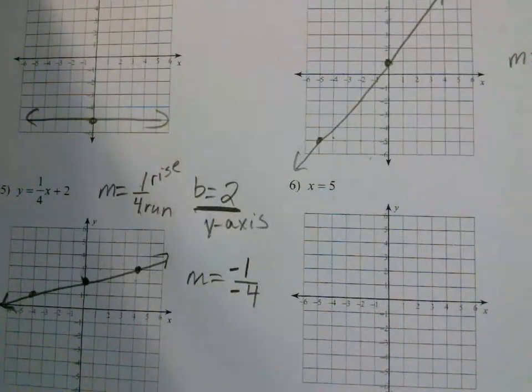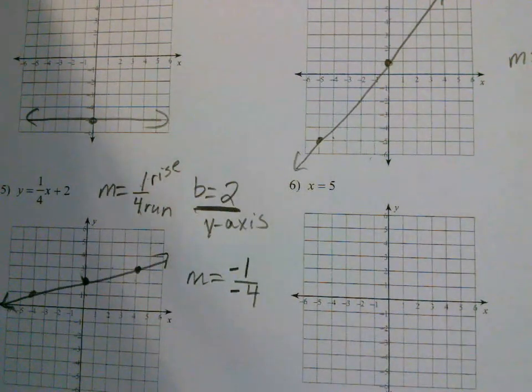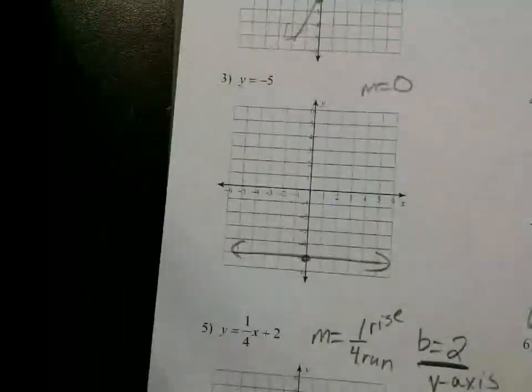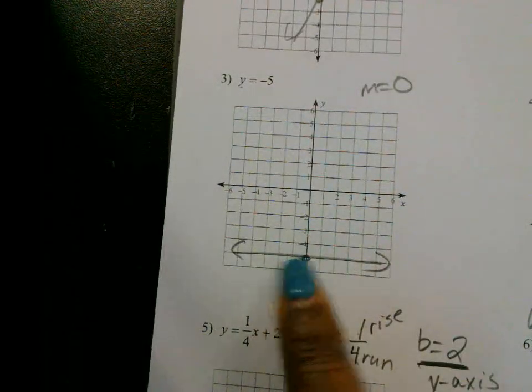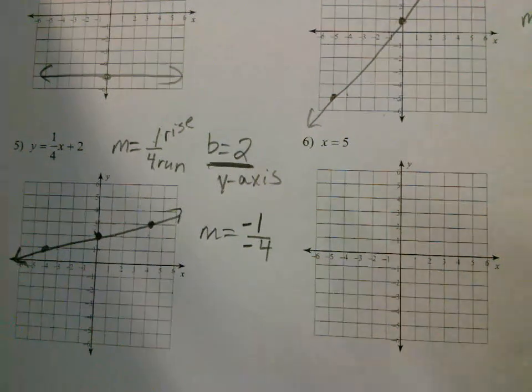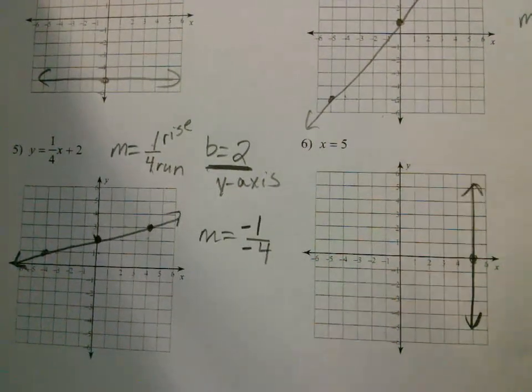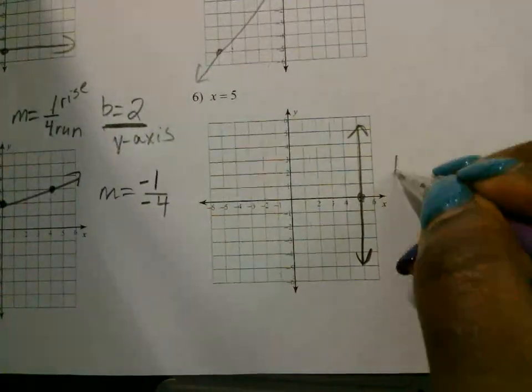Number 6. See if you can do 6 on your own. Let me see that one, please. And then we're going to paste this in our notebook. X is equal to a single number. So that means it's going to go through the x-axis. Y is equal to a single number. It goes through the y. When x is equal to a single number, it goes through the x. Find 5 on the x and draw a line through the x-axis. What kind of slope is this line? Undefined.